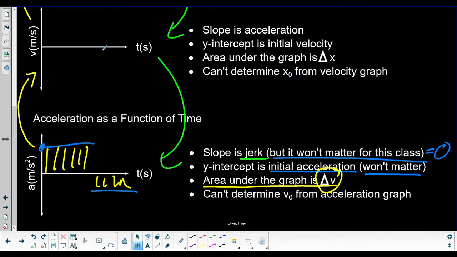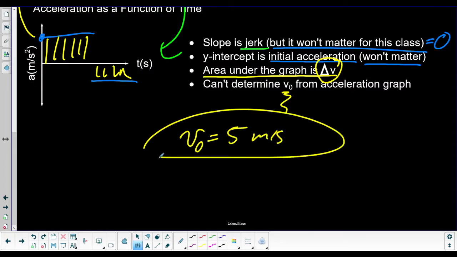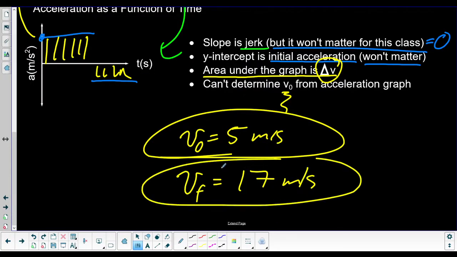Just like on a v versus t graph, we can't determine the initial position. On an a versus t graph, this only tells us what our change in velocity is, not where we start and not where we end. They have to say you start at 5 meters per second. Given the acceleration versus time graph, what's your final velocity? But they still had to tell us v initial equals 5. If they don't explicitly give you this information, if they don't tell you the start or the end, you can't find either one.